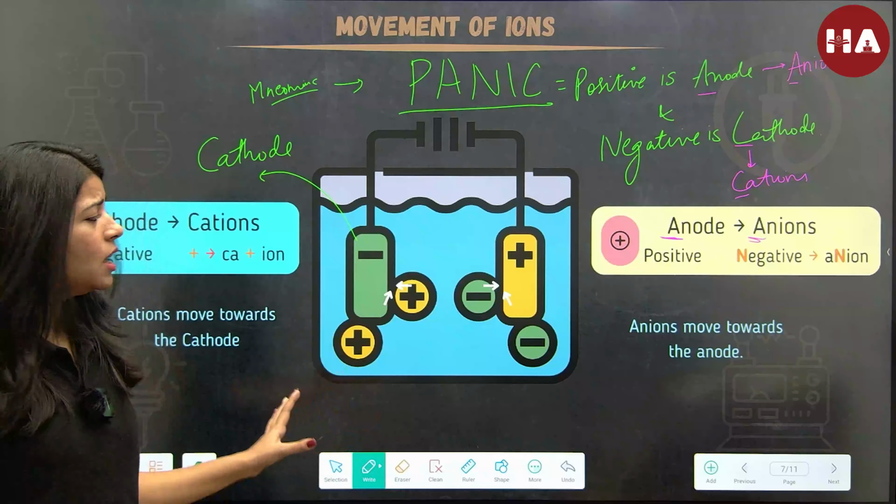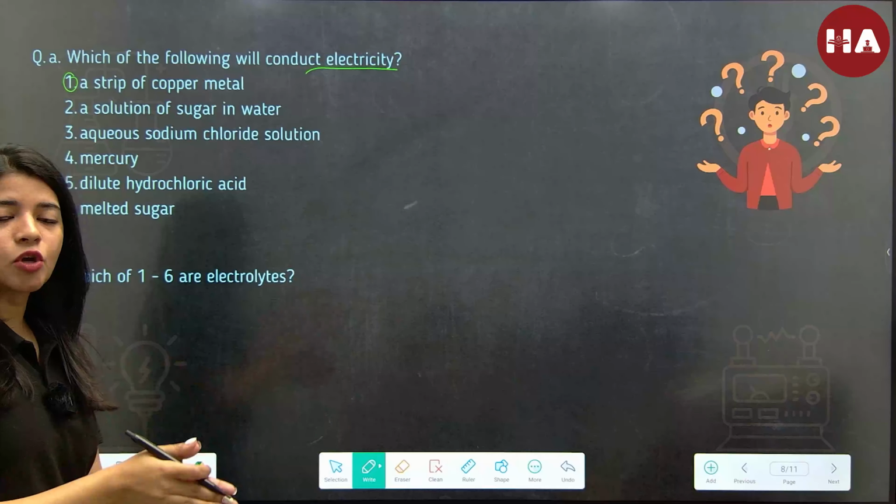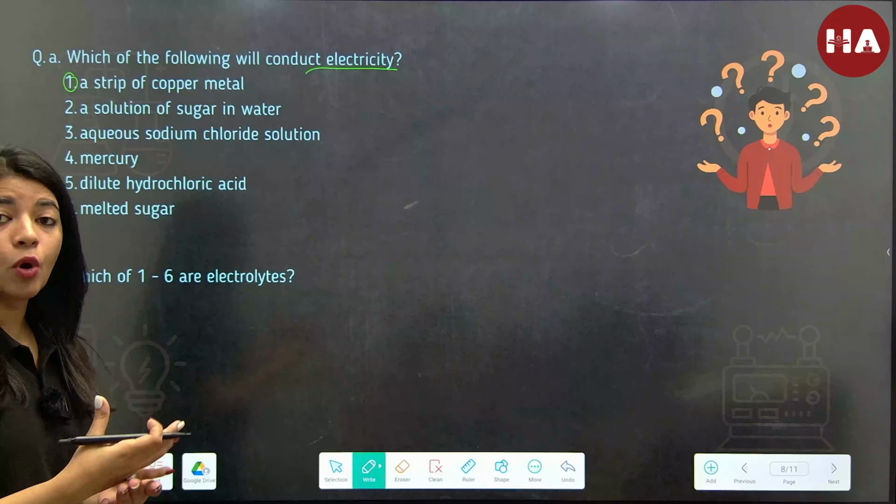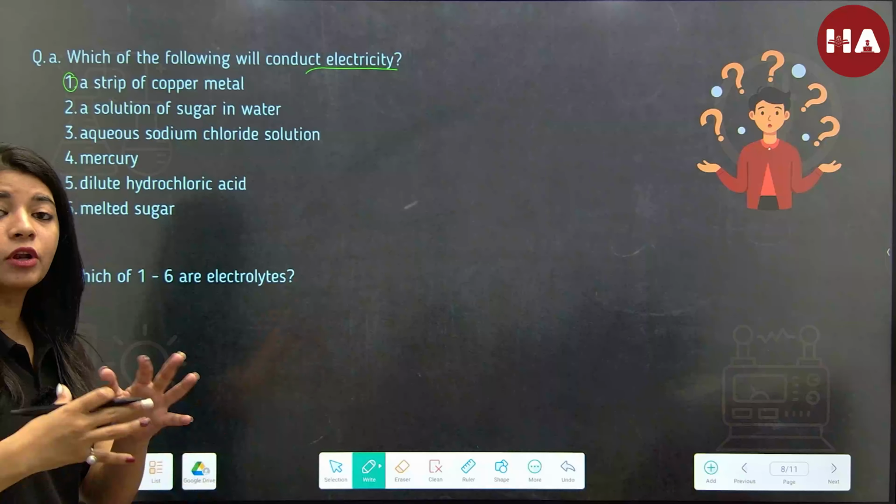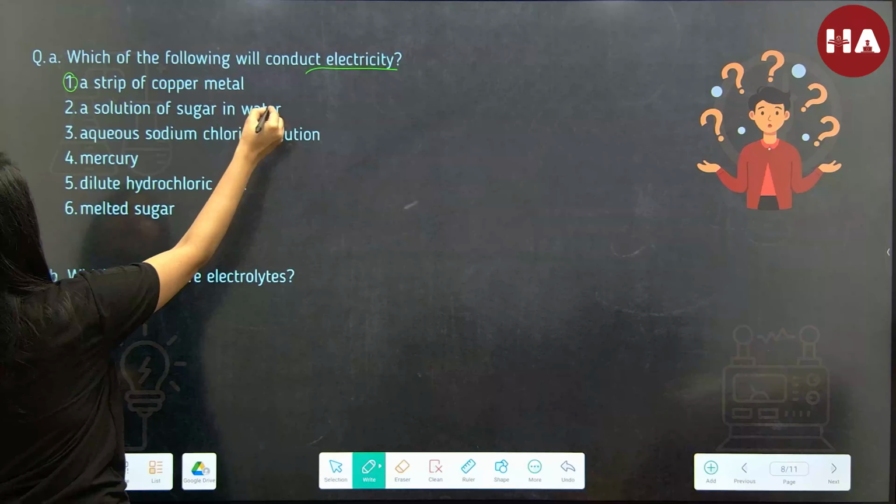The question says, which of the following will conduct electricity? The options are given to us, and we have to tell which will conduct electricity. So we know what conducts electricity: either a metal or an ionic compound, aqueous ionic compound, not solid. A strip of copper metal, yes, it is a metal, so it is definitely going to conduct electricity. First is correct. Then a solution of sugar in water, no. If sugar is dissolved in water, it will dissolve, but it will not break down into its ions. It is not an ionic compound, so this cannot be your answer.